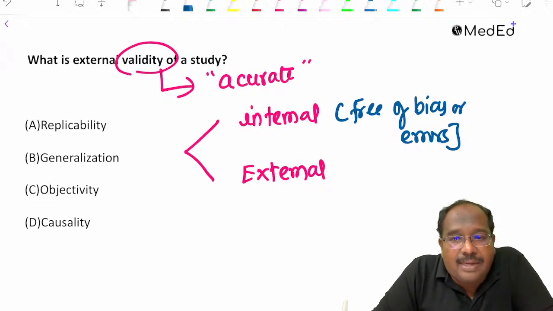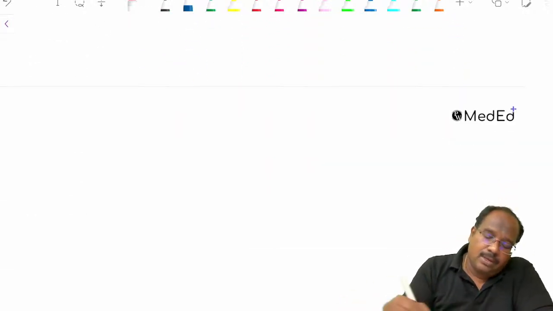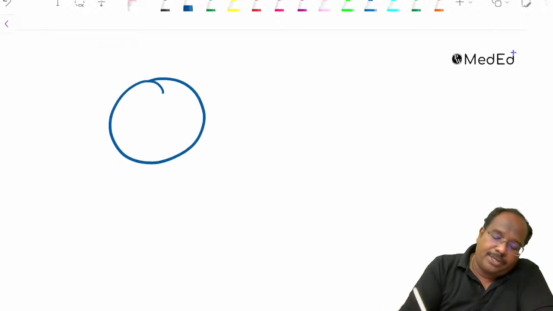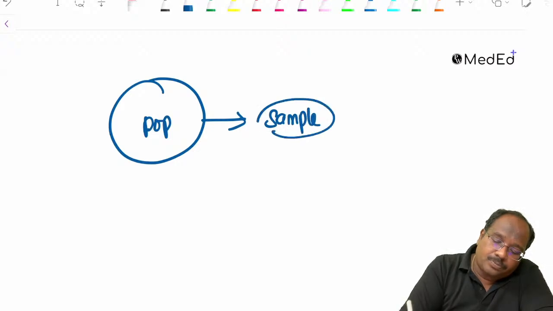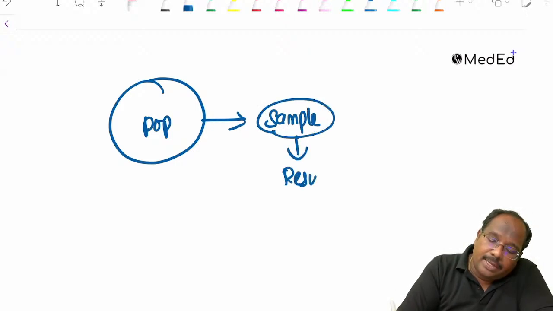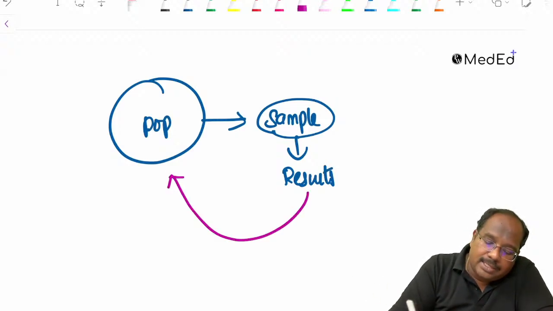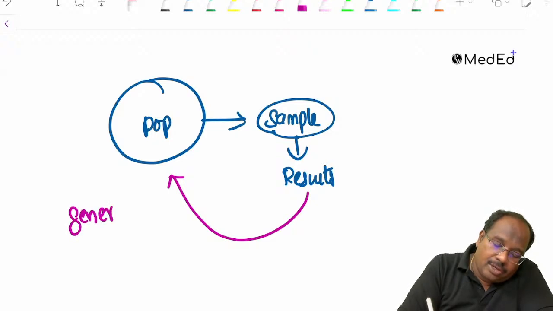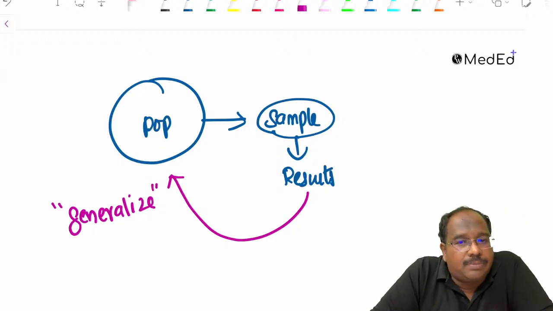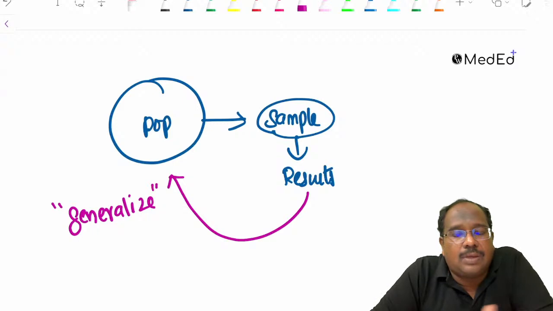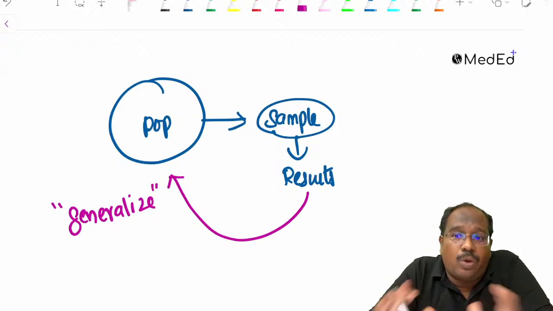What about external validity? Look here. Whenever we are doing a study, this is the population. From the population we take a sample, and whatever results we get, we can generalize them. You do a study in some 100, 200 or 300 people in a city, and the results we get can be generalized. So the result is applicable to the whole population.